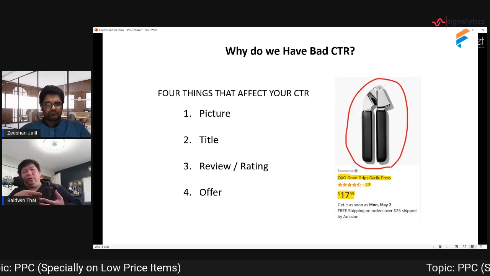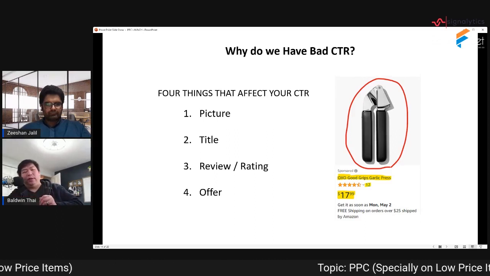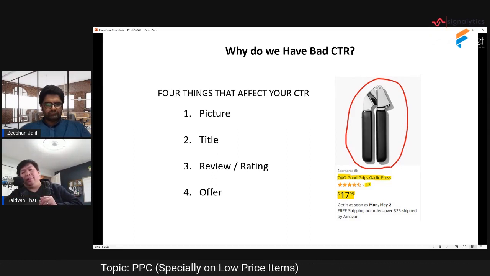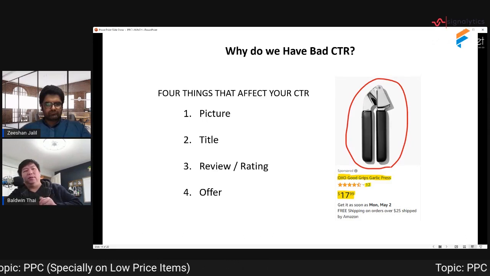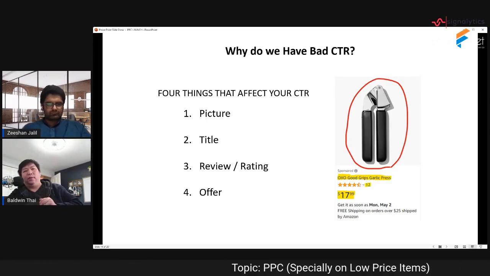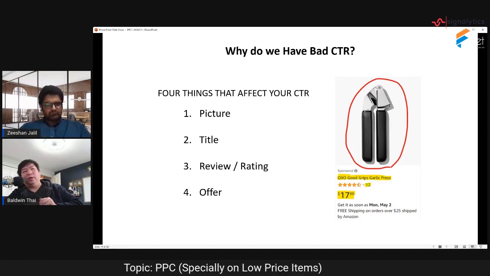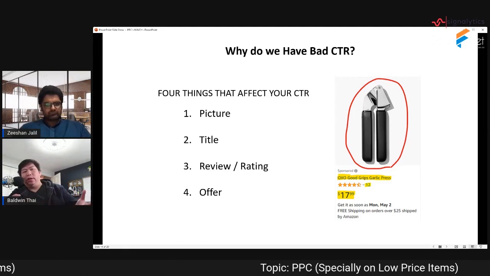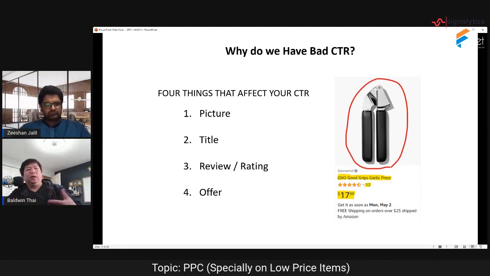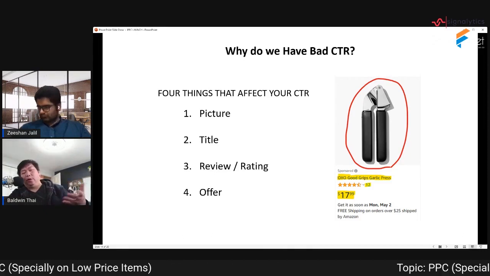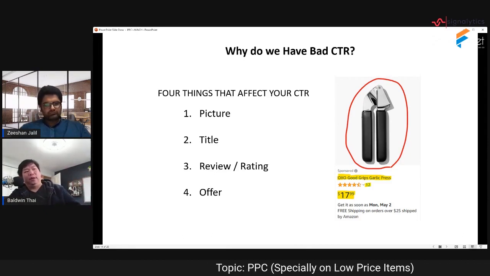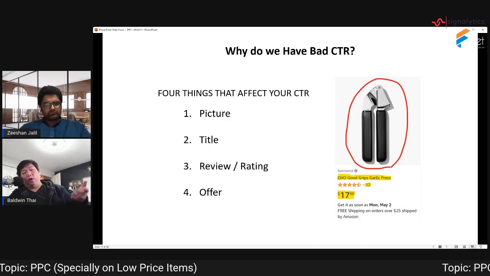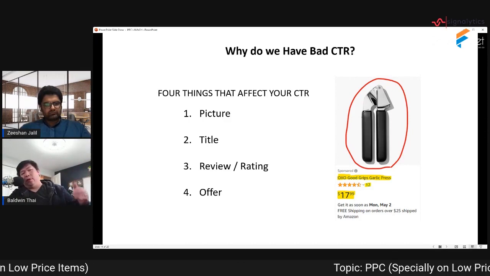There's also keywords, but I'm not worried about keywords, because if you do not have the right keywords, you will not get that many impressions anyway. Amazon's algorithm determines relevancy as a factor in where they place your product. So generally, if you do keyword research right, you'll be able to determine your click-through rate by doing these four things. If you have a bad click-through rate, work on pictures, titles, reviews, or your offer.